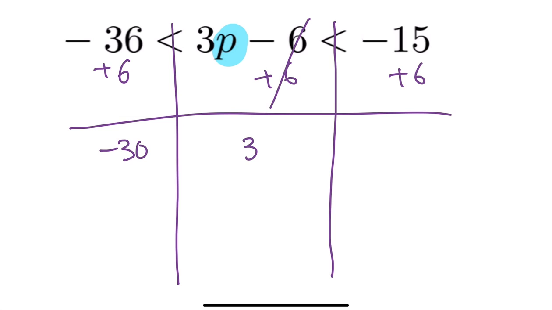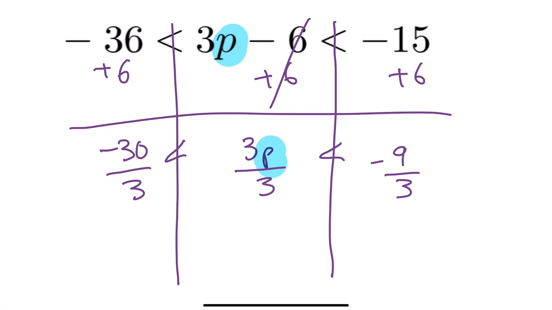We have 3p left in the middle. And then negative 15 plus 6. That is going to be negative 9. All right. And we still have our signs. Those are going to be the same. Okay. Still want to get p alone. So I'm going to divide by 3 on all 3 sides.